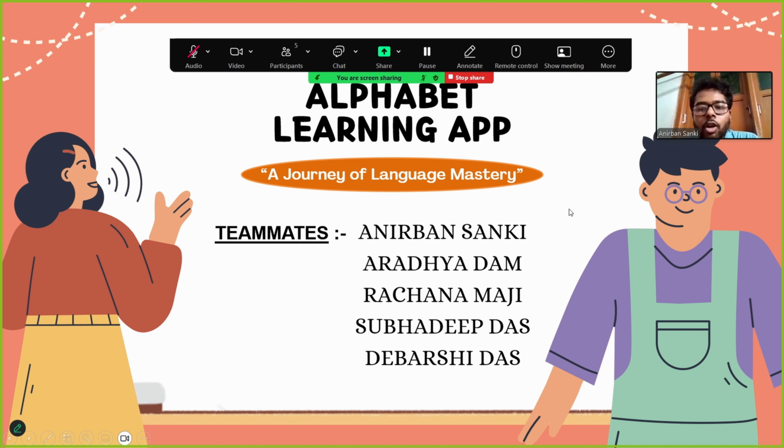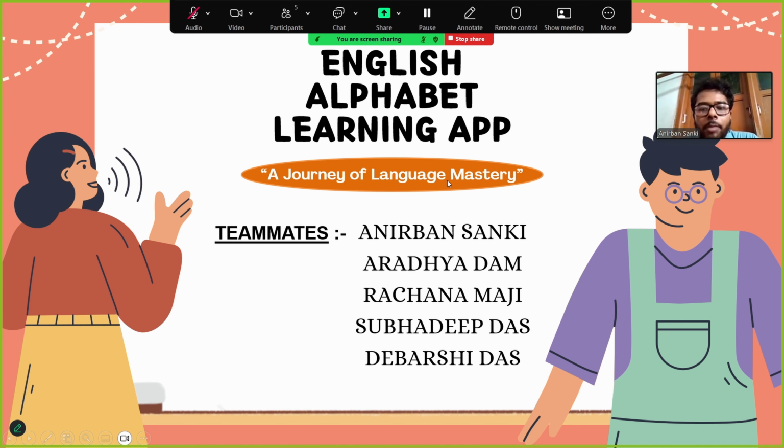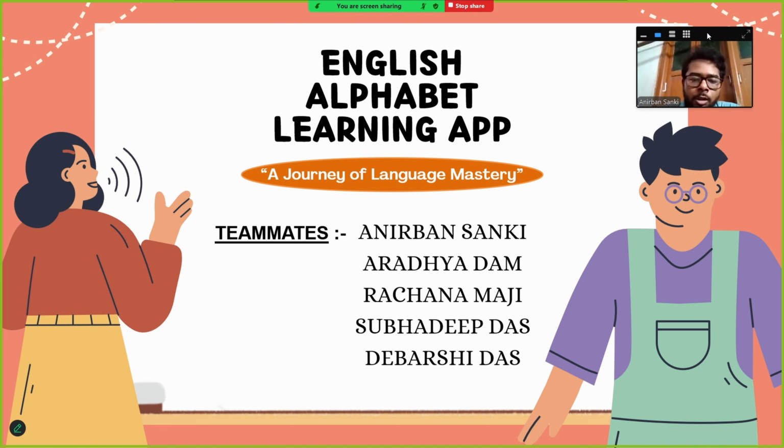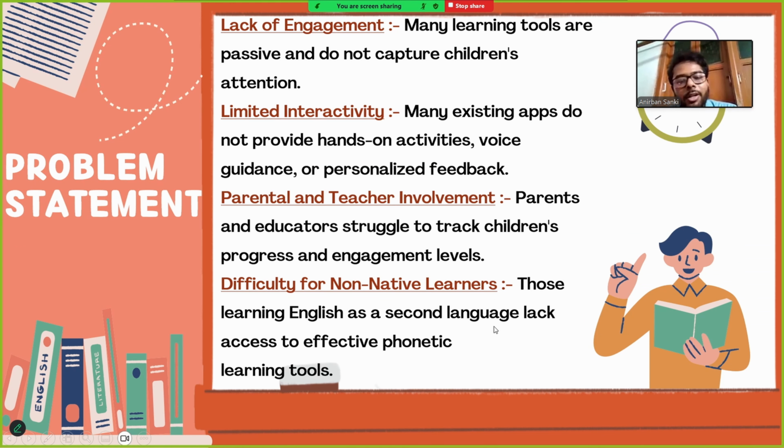I am the leader of Design Dreamers, and I am presenting our group project, English Alphabet Learning App, with my amazing team. Together, we worked on this project using the design thinking approach. It is a problem-solving process that helps us build solutions based on real user needs. The 5 phases of design thinking are empathize, define, ideate, prototype, and test, and we cover all 5 phases.